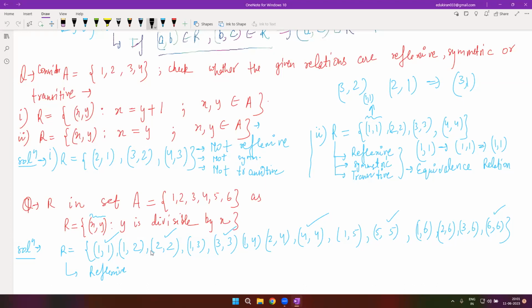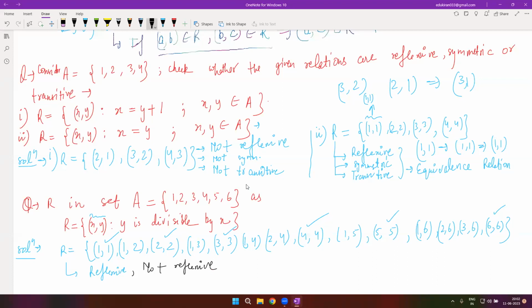Okay, let's start checking from this (1, 2). Is it symmetric? No, correct, because there is no (2, 1). So (1, 2) is there but (2, 1) is not. If there's even a single element which is not following the condition, then I can say this is not symmetric. Now it is your task to check it for transitive.